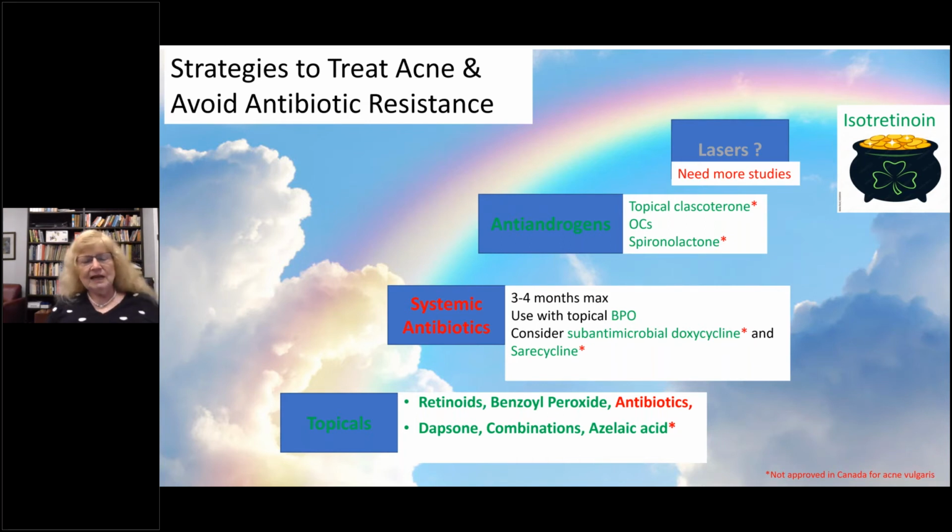When we're looking at systemic antibiotics, as you've heard several times tonight, we really want to limit use to 3 to 4 months maximum. When you're using them, use them with topical benzoyl peroxide, which could be a wash or a leave-on product. And then sub-antimicrobial doxycycline has also been used, and Sarecycline, which is a new antibiotic that is not yet in Canada but soon will be arriving, might be a better choice when you're trying to pick an antibiotic, if you feel that those patients with their inflammatory lesions really need to be on a systemic antibiotic to control them.